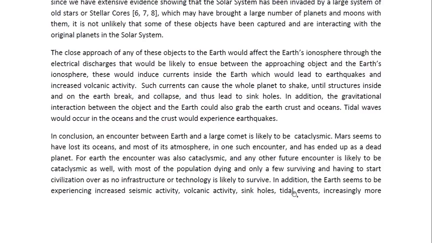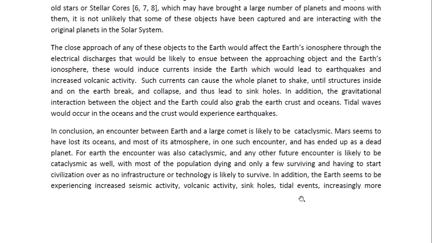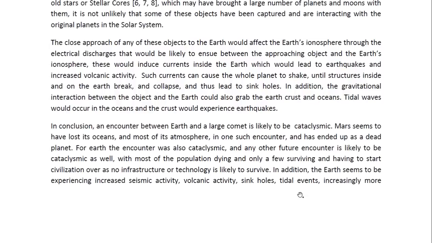So in conclusion, an encounter between Earth and a large comet is likely to be cataclysmic. Mars seems to have lost its oceans and most of its atmosphere in one such encounter, and has ended up as a dead planet. For Earth, the encounter was also cataclysmic, and any other future encounter is likely to be cataclysmic as well, with most of the population dying and only a few surviving and having to start civilization over, as no infrastructure or technology is likely to survive.